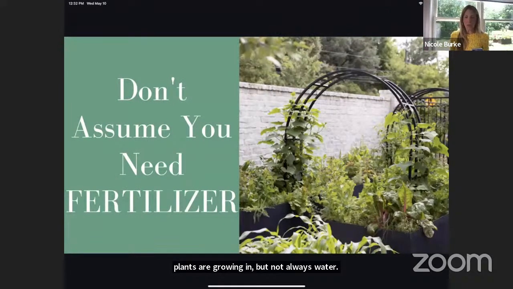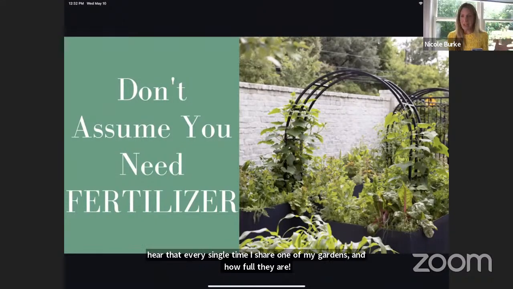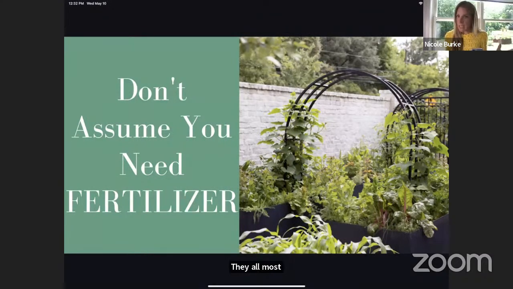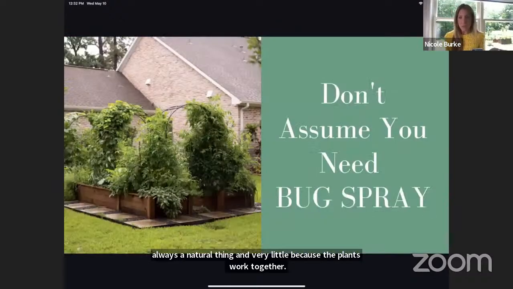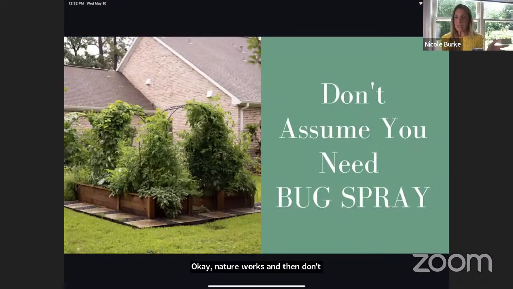Also, don't assume you need fertilizer. Anybody hear that? Every single time I share one of my gardens and how full they are, they almost always ask, what kind of fertilizer do you use? And I'm going to give you a hint. None. Okay? Very, very little. If I use anything, it's just a little bit of foliar spray, maybe once a month. Okay? But it's always a natural thing and very little because the plants work together. Okay? Nature works. And then don't assume that you need bug spray. The minute that you see pests, the minute that you see challenges with your plants, don't jump for the spray, okay?